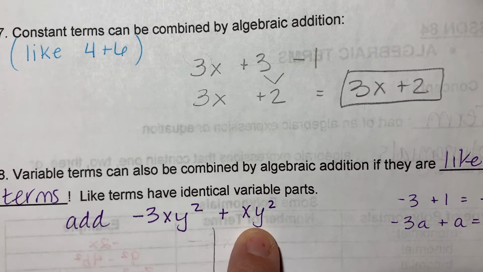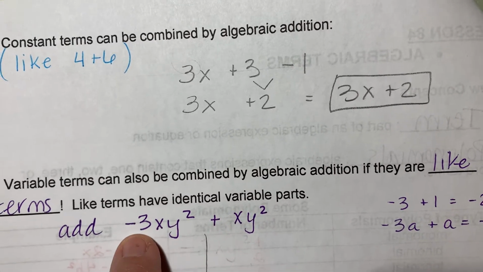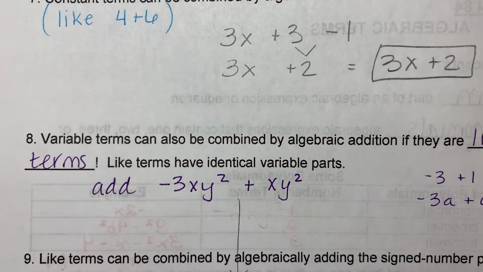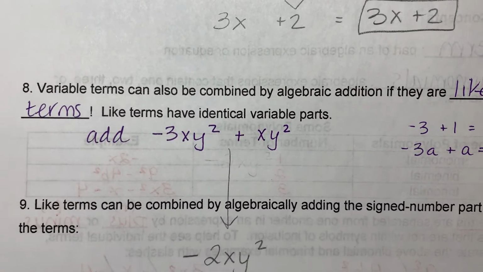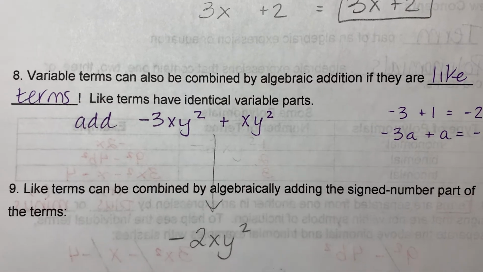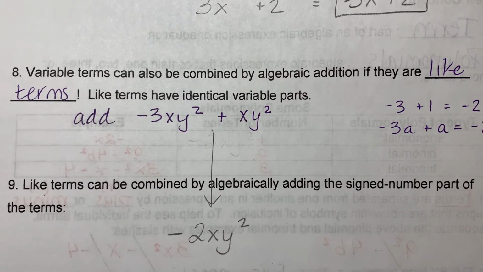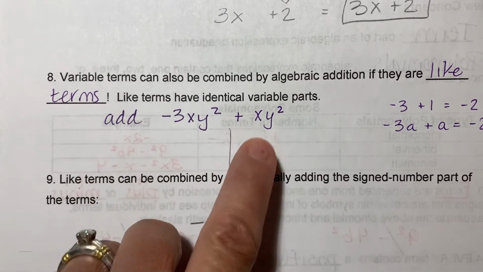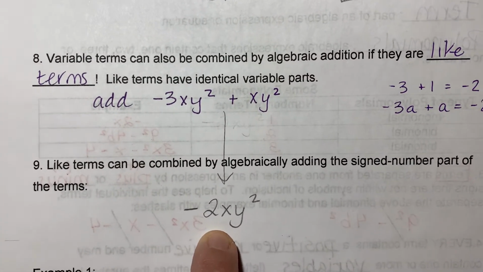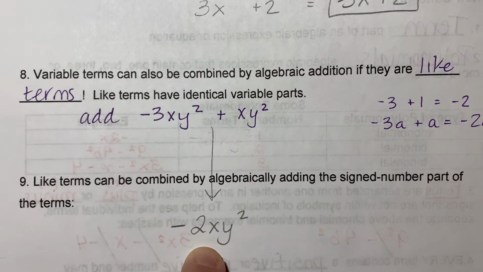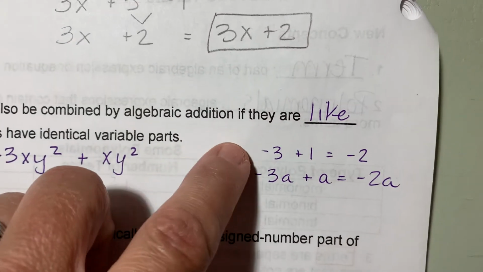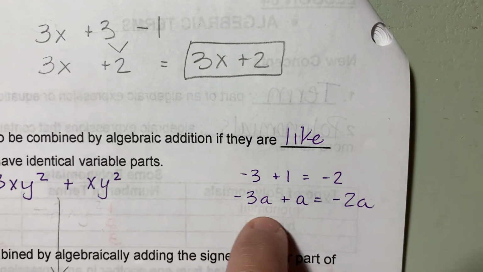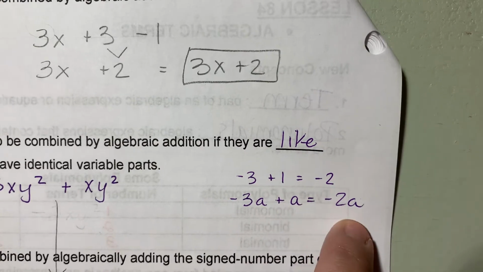And we know from practice that whichever number is bigger and has whatever sign is what our answer is. So we combine them by algebraically adding the signed number part of the terms. So a minus 3xy squared combined with a positive 1 gives me a negative 2xy squared. This is no different than over here. If I said negative 3 plus 1, you'd tell me, oh, that's negative 2. If I said negative 3a plus 1a, I would get a negative 2a.